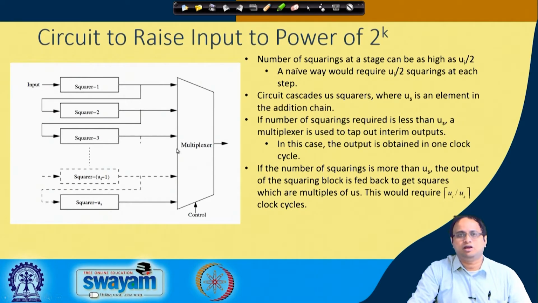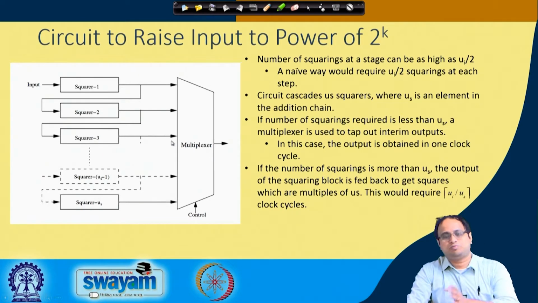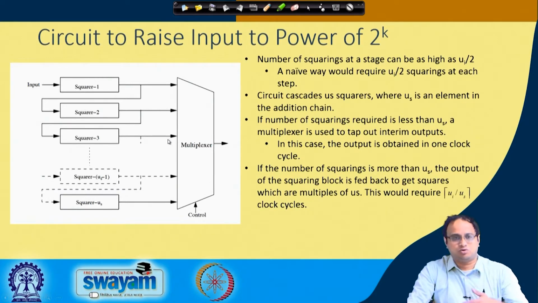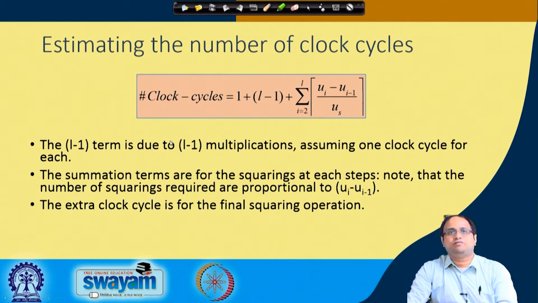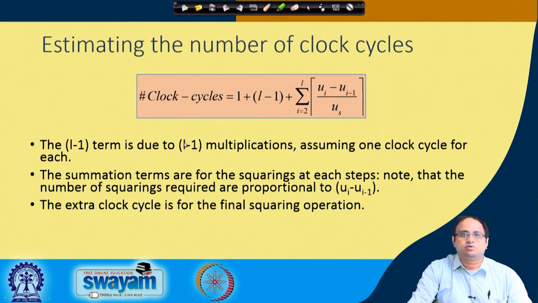Depending upon how many squarings you have, you essentially have to configure your hardware. You have to either give the output after one clock cycle, or you have to spend more clock cycles for getting the result. So now, let us estimate the number of clock cycles required here.